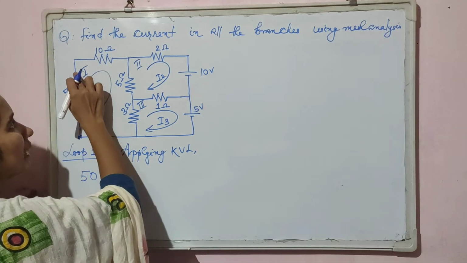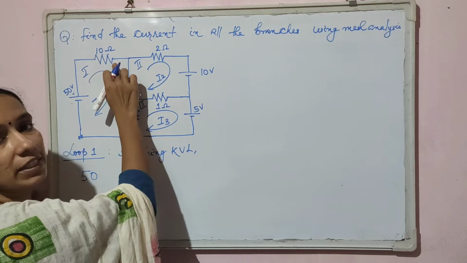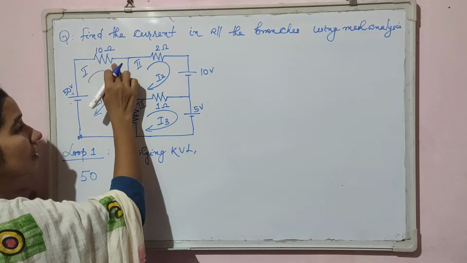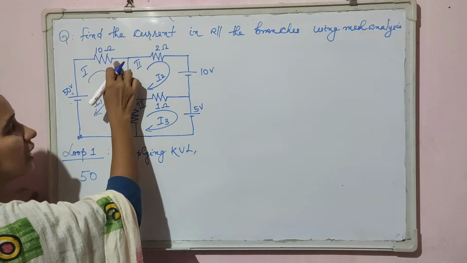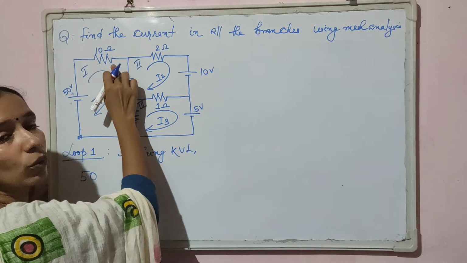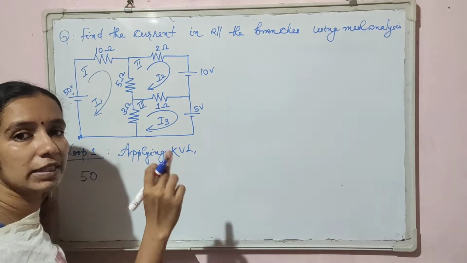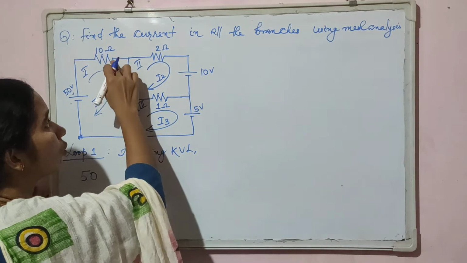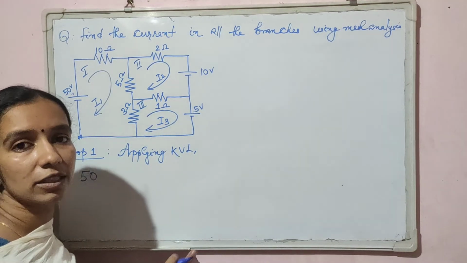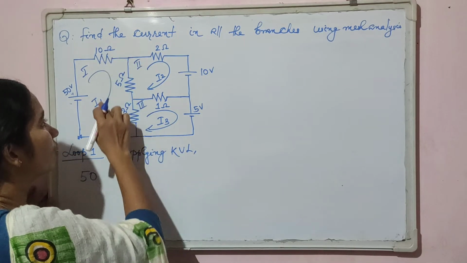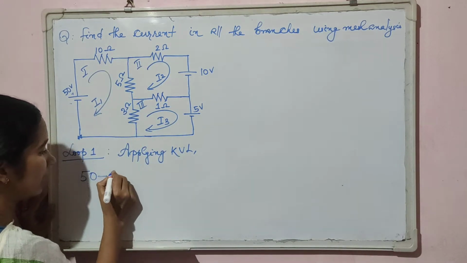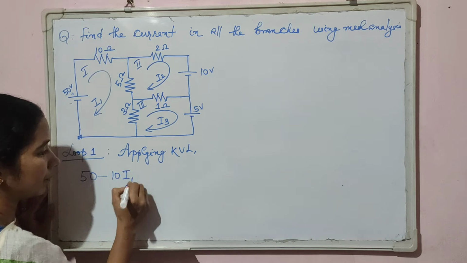Now I am coming like this through the 10 ohm resistor. Regarding the 10 ohm resistor, the direction in which I am moving and the direction of current flow are the same. So there is a potential drop, and voltage across this 10 ohm resistor should be marked as negative. So minus 10 into I1.